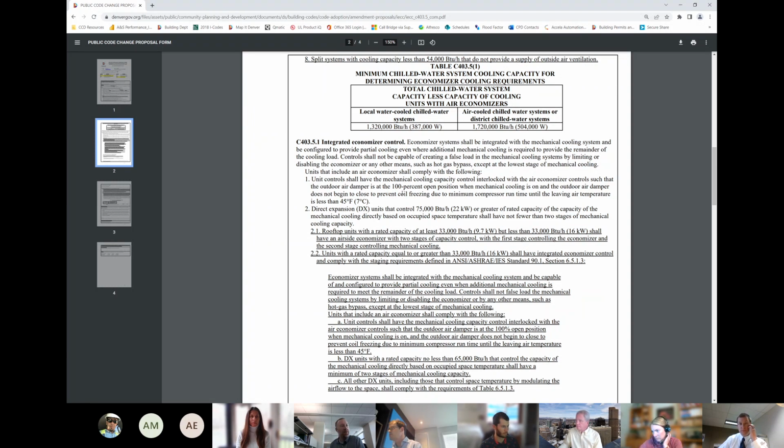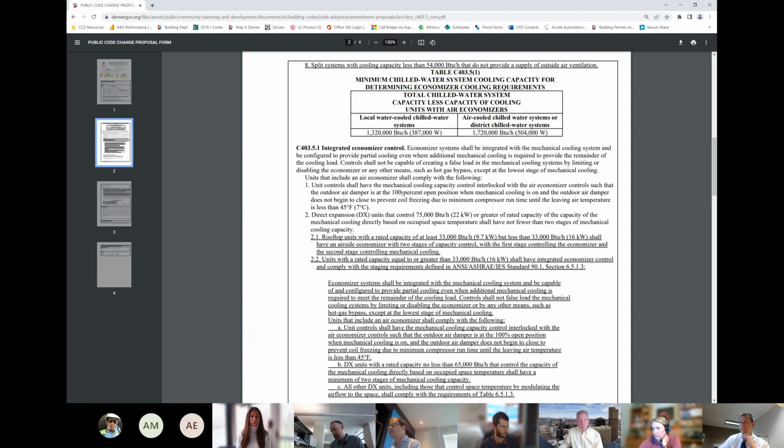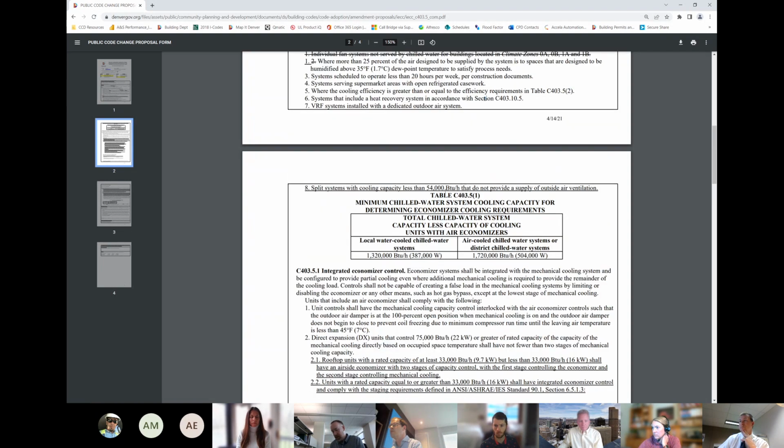I think that for exception number 8, ASHRAE 90.1 has an exception number 12 for dedicated systems for computer rooms, and I think that would probably cover those mini splits that we're trying to address there. So maybe looking at exception number 12 in ASHRAE for 6.5.1 would be a good one to add. But overall, I'm good with this proposal.